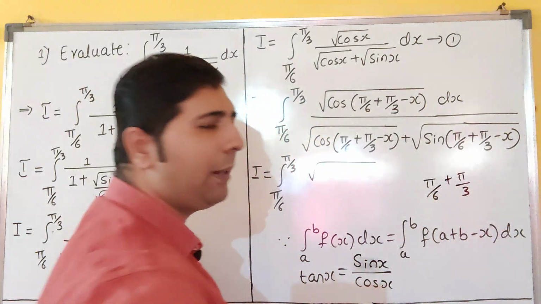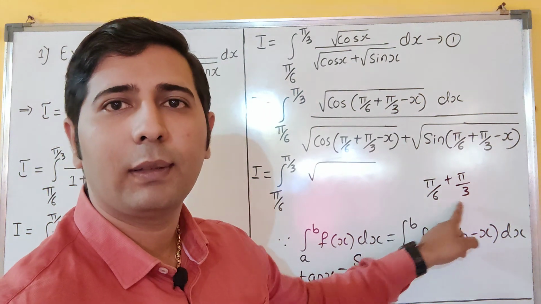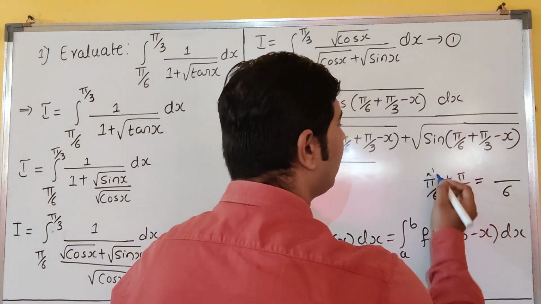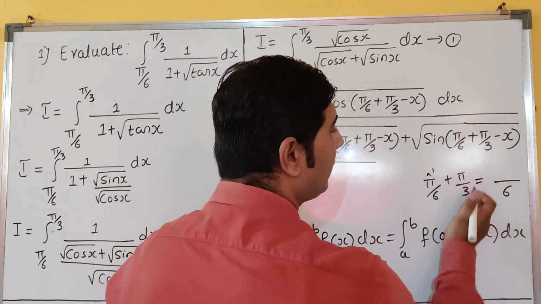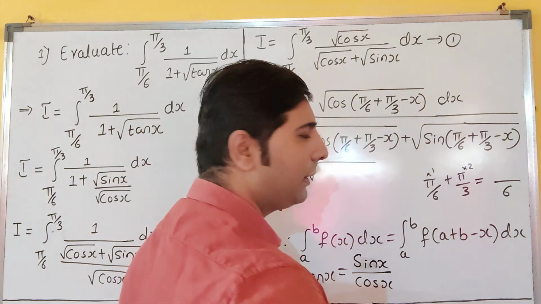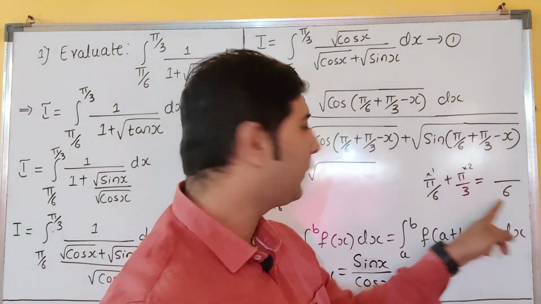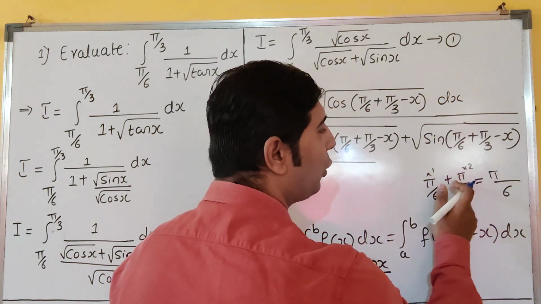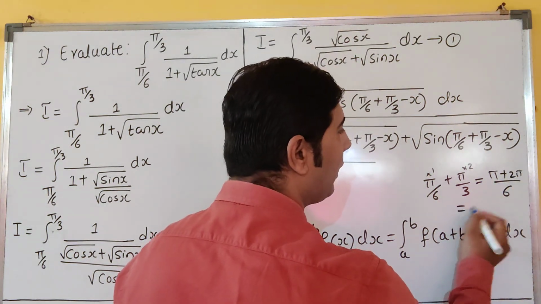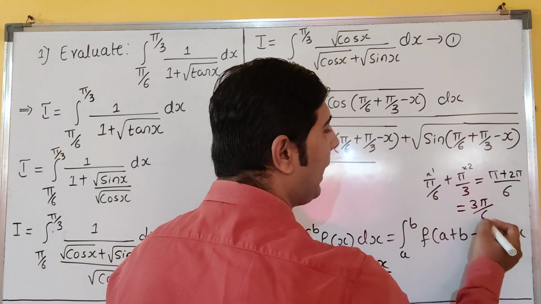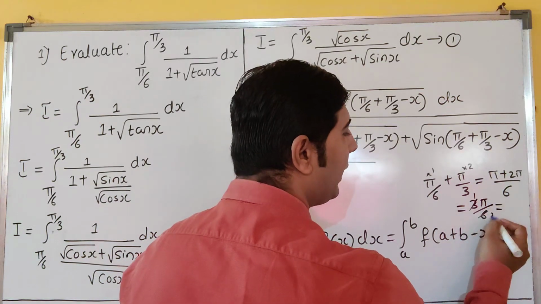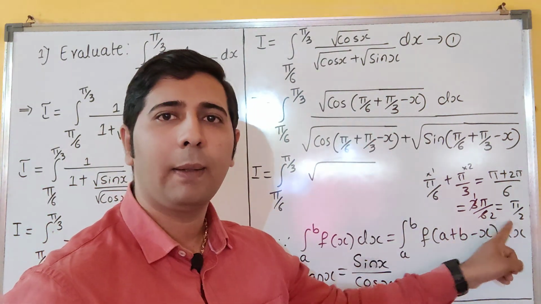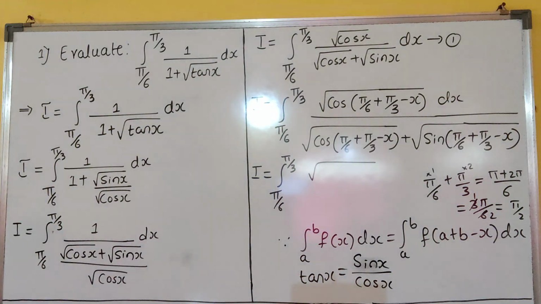Pi by 6 plus pi by 3 means the LCM of 6 and 3 is 6 only. Now see, 6 ones are 6, 3 twos are 6. So 1 into pi, 2 into pi, 2 pi. Pi plus 2 pi is 3 pi by 6, which means pi by 2. So pi by 6 plus pi by 3 is pi by 2, dear students, after simplification.